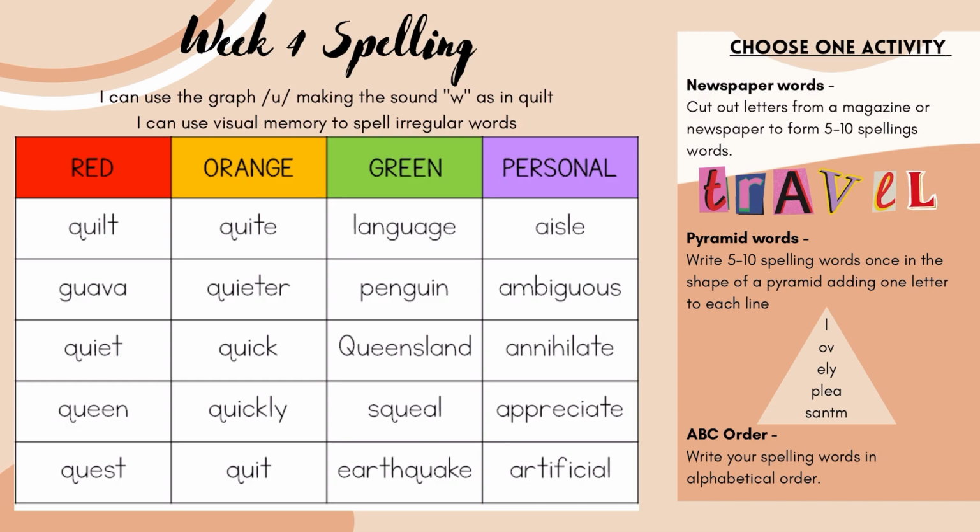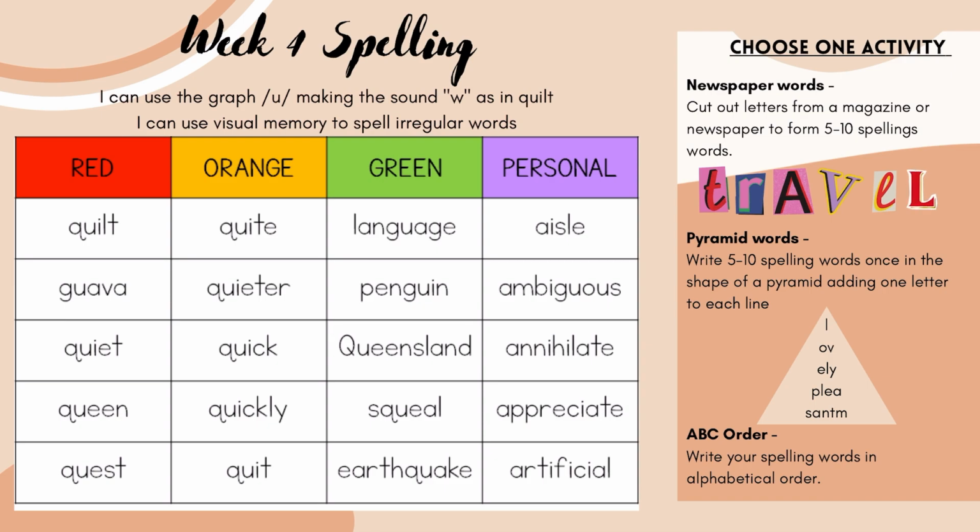All right, that brings us to the end of our week 4 little mini spelling lesson for this week. So remember, you're focusing on using the graph U, which is making the sound W, okay? And an example of a word that has that is the word quilt. Let's look at our words for this week.